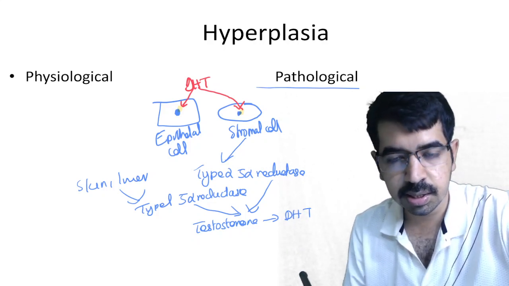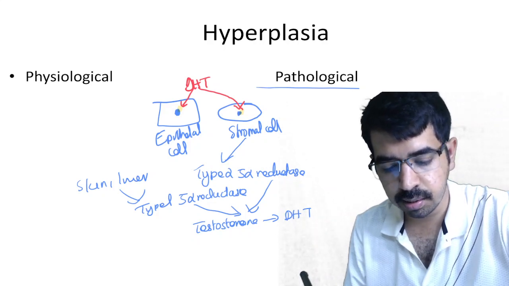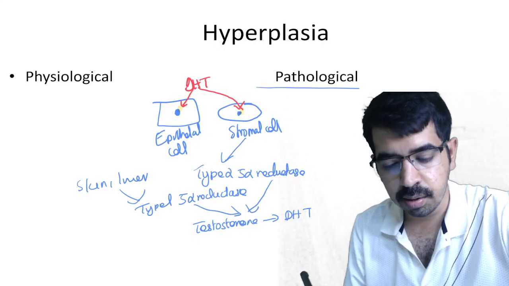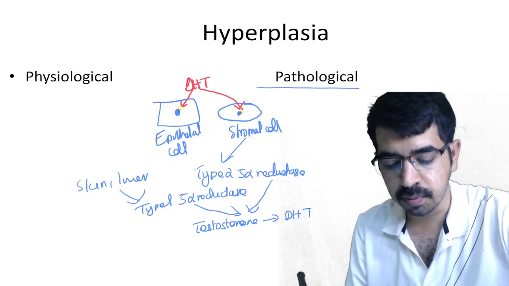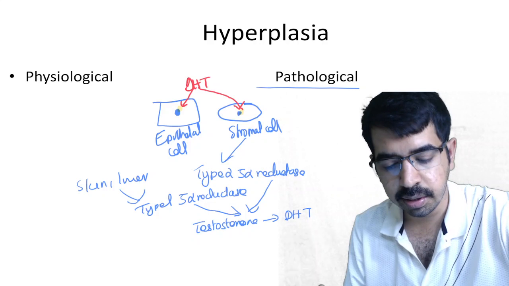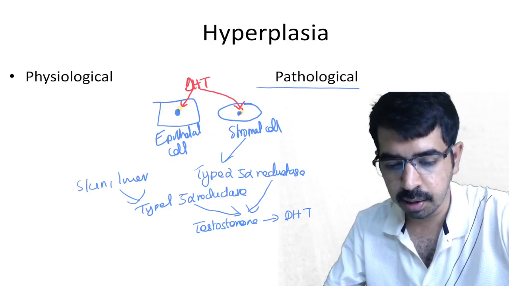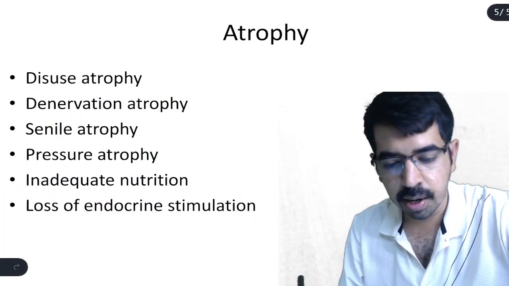So there is increased cellularity. That is benign prostatic hyperplasia. We can give them 5-alpha reductase inhibitors, for example, finasteride, for the treatment. Finasteride inhibits 5-alpha reductase. That is about hyperplasia. Now about atrophy.